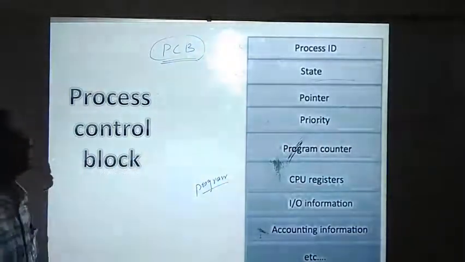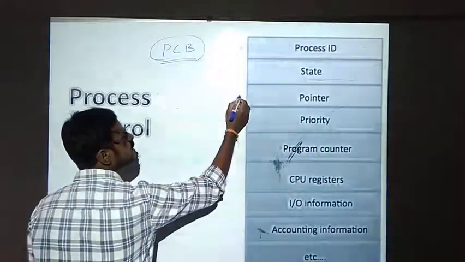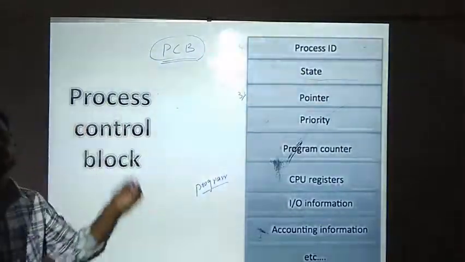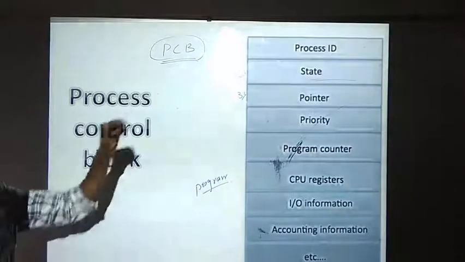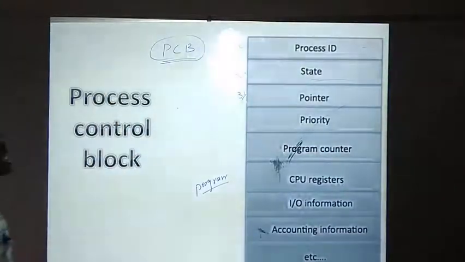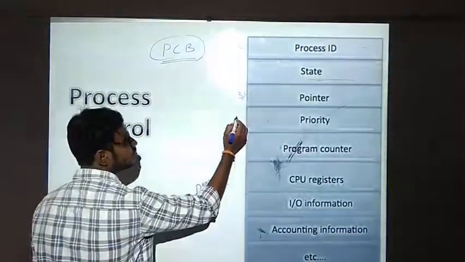And then the next one is pointer. These pointers are used in order to locate your processes. This is the memory concept, where it points to your processes. And these two are explained together.